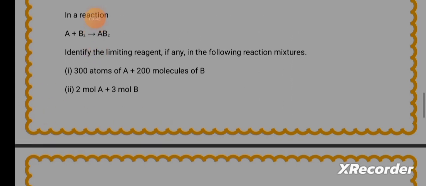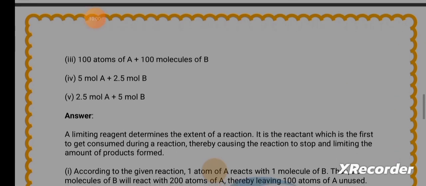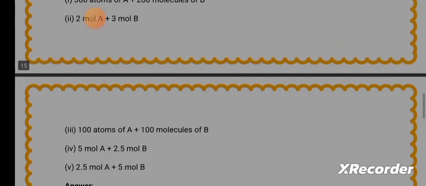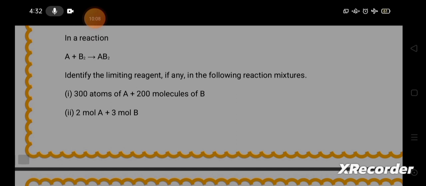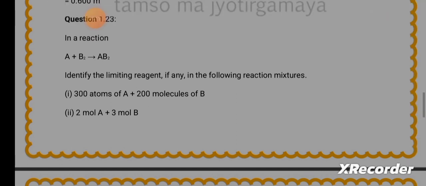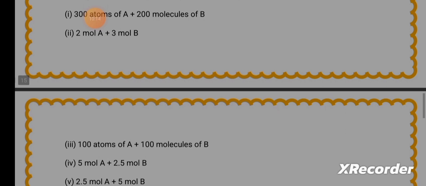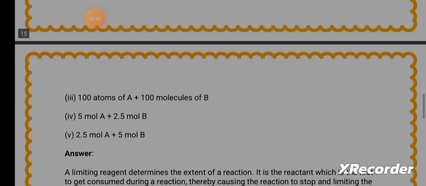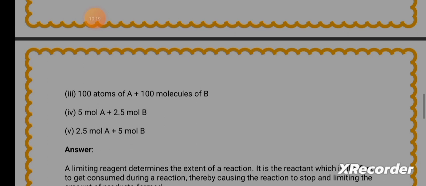Now next is 2 moles of A react with 3 moles of B. Here in the standard equation you know that 1 mole of A reacts with 1 mole of B. So 2 mole of A reacts with 2 mole of B. So here A is the limiting reagent. Now third question, 100 atom of A react with 100 molecule of B. In this equation you know that one atom reacts with one molecule of B. So in question number 3 there will be no limiting reagent, because 100 atom A react with 100 molecules of B.